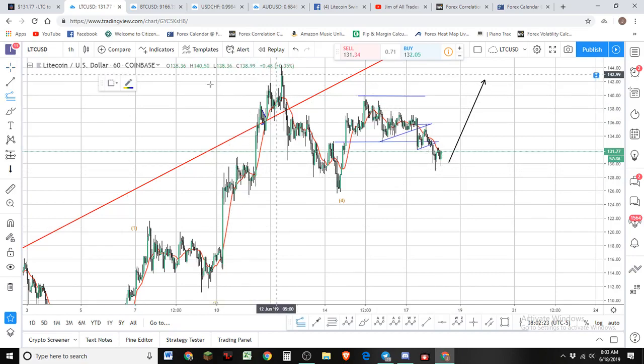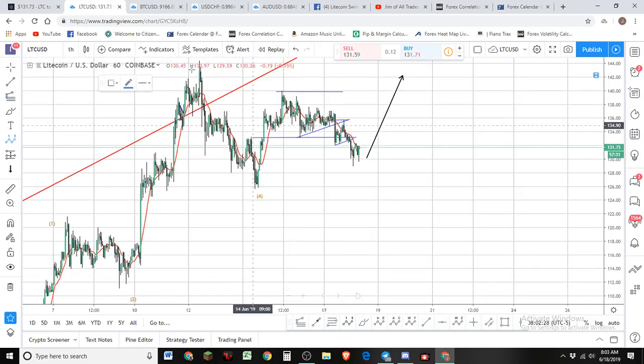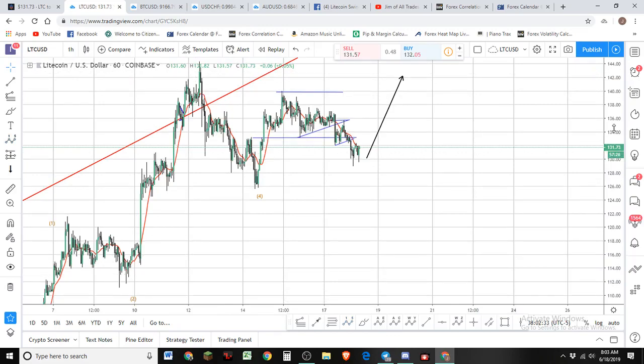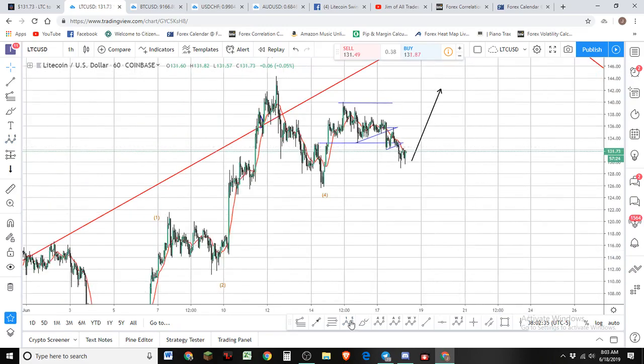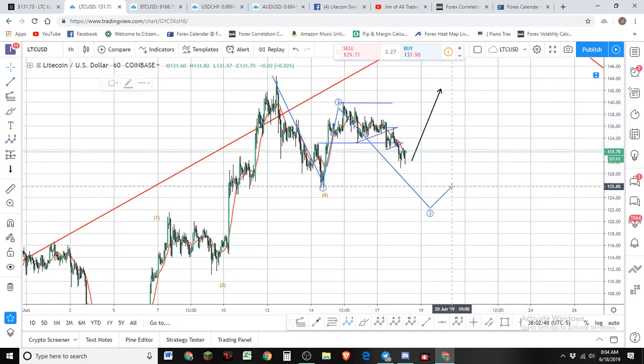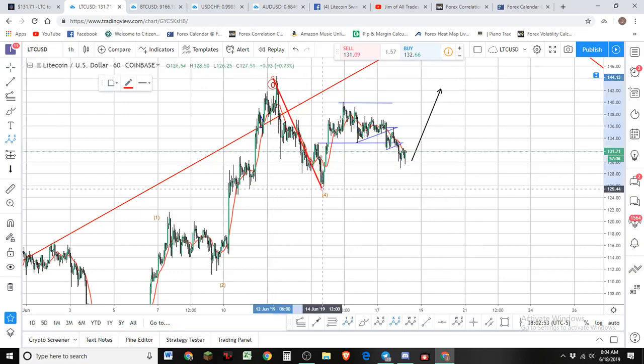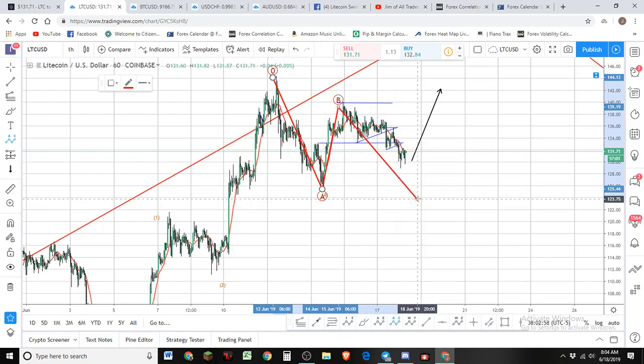There are two potential counts here actually. This could be a larger A, B, and C, and it can come all the way down here and test the 120. It's potential. I don't think that's what's going on here, but it's always a potential.